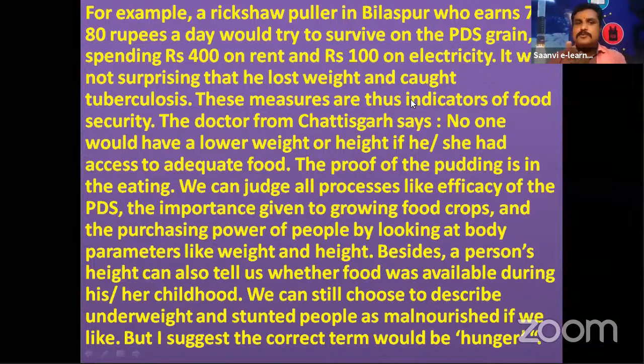We can still choose to describe underweight and stunted people. What is meant by stunted? I have told you in the beginning, the child was stunted, meaning low height. People described as malnourished suffer from some diseases due to malnutrition, we can say. But I suggest the correct term would be hunger. So the same term we have to write there: hunger. Hunger is the main problem here.